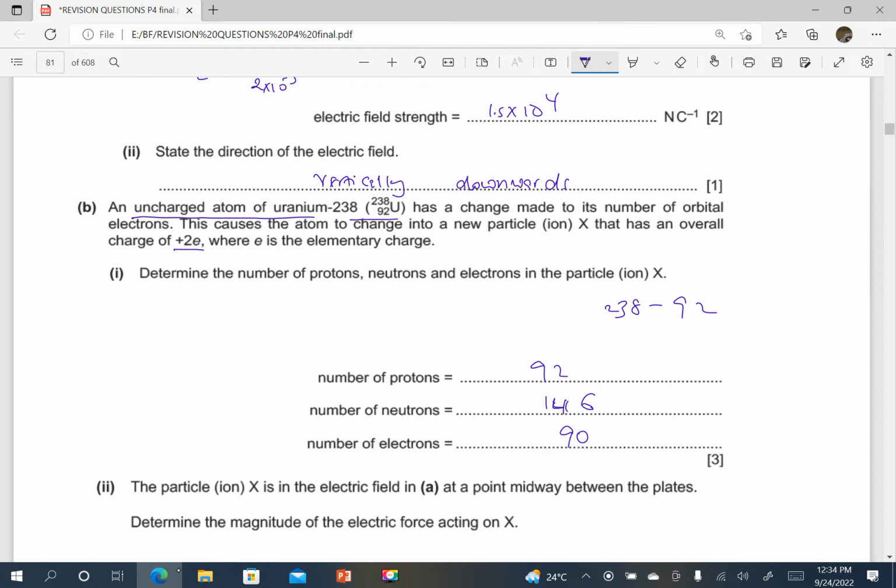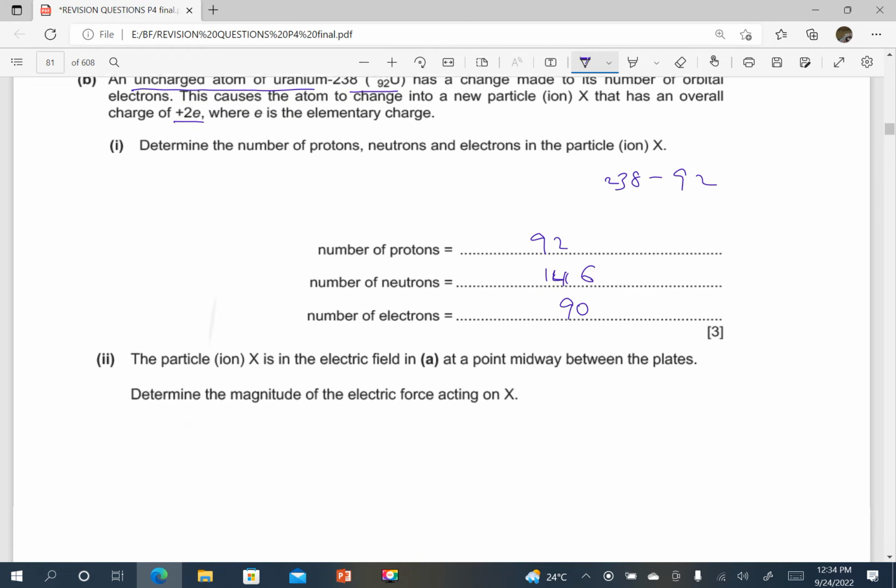So it is just two electrons. The number of electrons is less than the number of protons by just two, because initially it was uncharged. Total charge was initially 0. Uncharged means the total number of protons was initially the same as the total number of electrons.